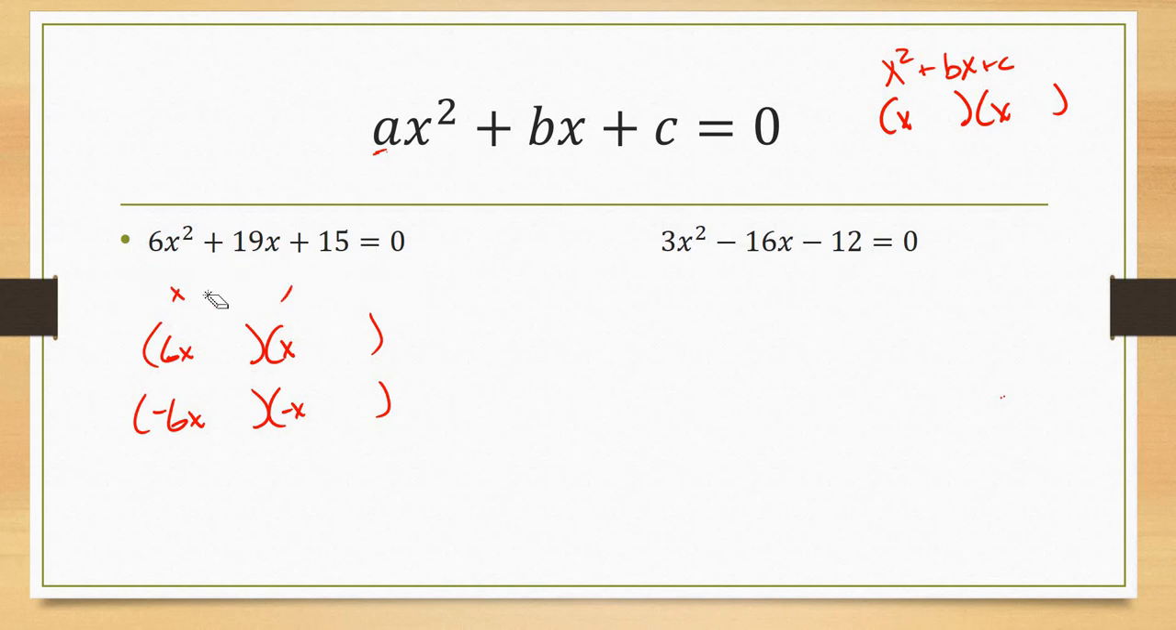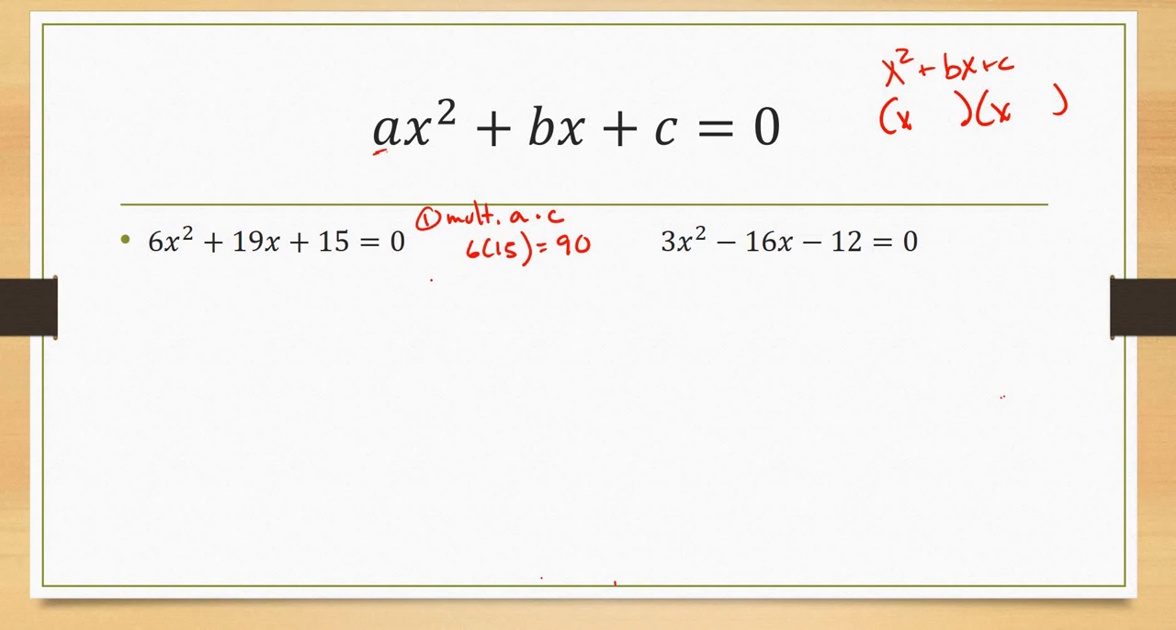So what we're going to do is called split the middle. Split the middle does this. Multiply a times c. In this case, 6 times 15, which happens to equal 90. Now, I'm looking for factors of AC that add to B. Not just factors of the last number, but factors of the product of AC that add up to B. So I'm looking for factors of 90 that add up to 19.